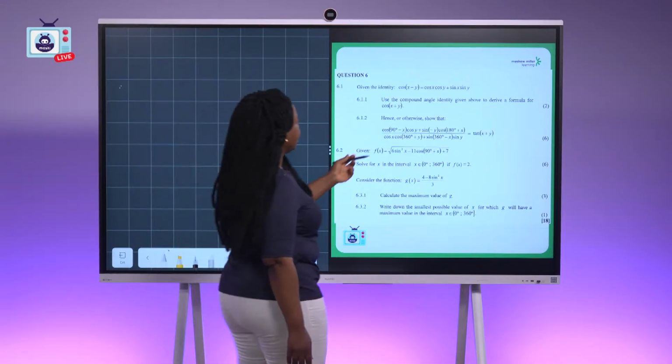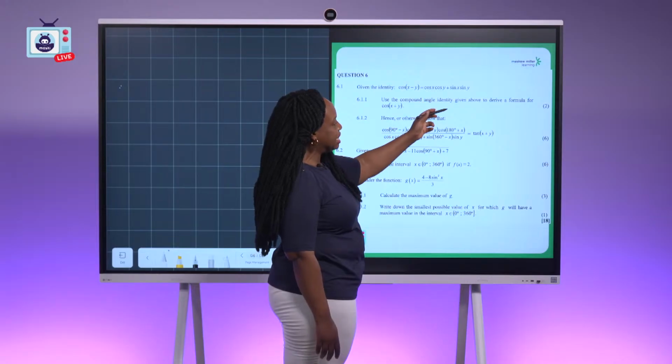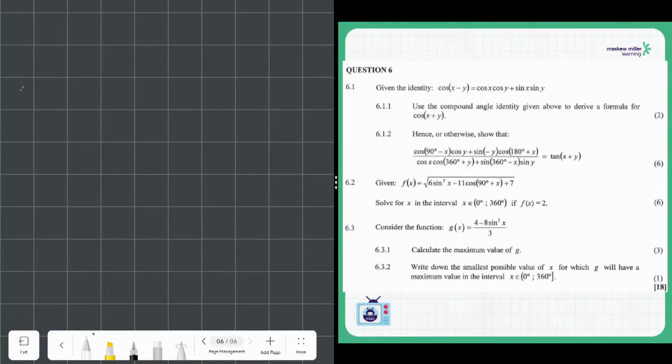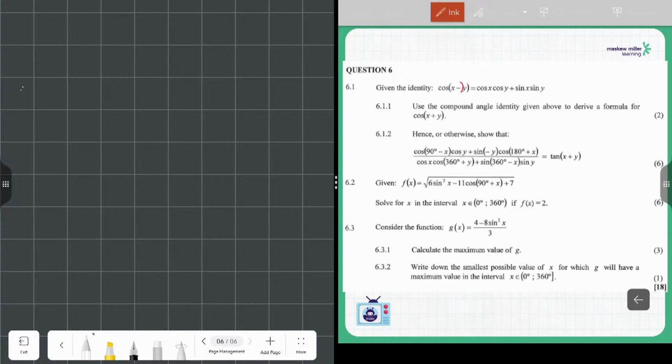For example, here they said use the compound angle identity given above to derive a formula for cos of x plus y. So what are you going to do first? What is given is cos of x minus y. So you're going to use that to get to cos of x plus y. How are you going to do it? One, you can use the introduction of a negative on both sides. Since you know that if you have a negative here, then this will change, right? So that will appear as well.